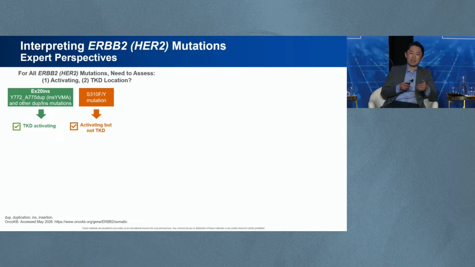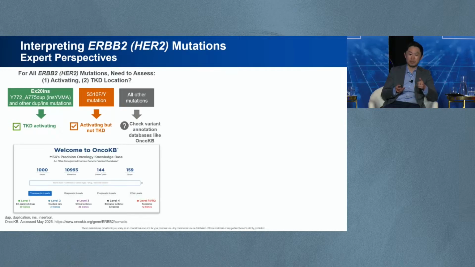But if that's not the case, if it's an S310F or Y mutation, this is the second most common mutation, right, after the YVMA. And so this is a known activating, but not a TKD mutation. And then for all the other mutations that don't fit in those categories, I actually check a variant annotation database like OncoKB, but there are many others that are available on the internet. I really like OncoKB because it does a really good job summarizing the actionability of all the mutations, including ERBB2, and it's free to use.